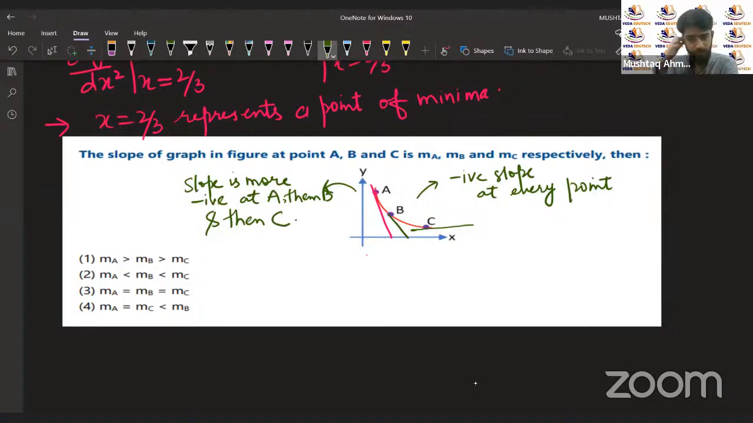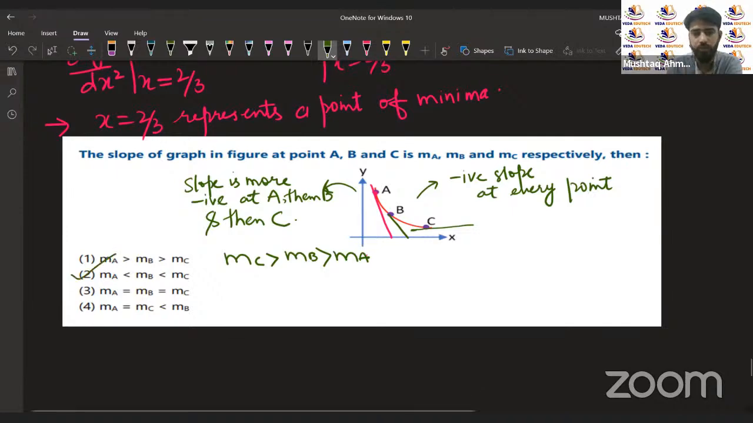It means that if the slope is more negative at A, it has lesser slope. If the slope is less negative at C, it has greater slope than the points A and B. So from this, we can conclude that the slope at C is greater than the slope at B and then the slope at A. So the maximum slope between the A, B, and C points is at point C. So the second option will be the correct option for this particular question.